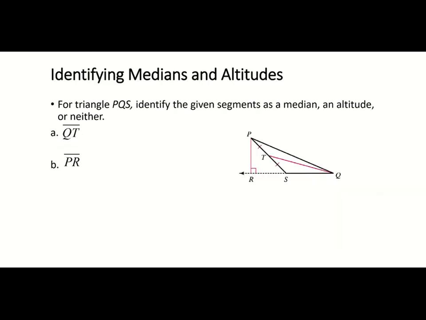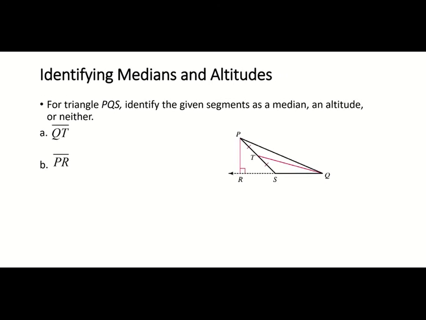Okay, and the last thing they want us to do is we have triangle PQS, and they want us to identify if QT is a median, an altitude, or neither. So if I look at QT, it is right here. It goes from a vertex to the opposite side, and it divides that opposite side into two equal parts. So what will that make it? What will it be? Hopefully you said median, because the median comes from the vertex and divides the opposite side into two equal parts.